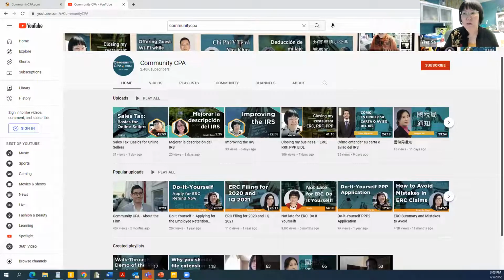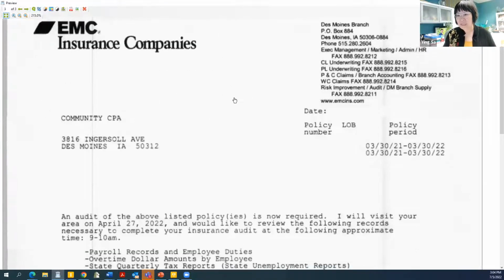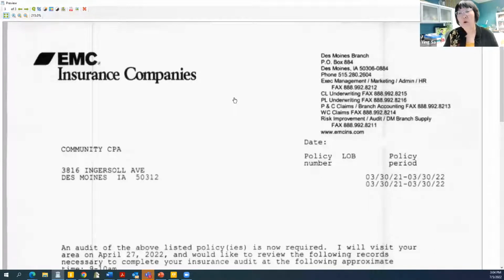I will start sharing my screen. That's what I normally do, right? I share screen. So now let me start you with something that I put together, and you see something on the screen. This is a letter, one that one of our clients received from the insurance company. The insurance company was sending out the letter; they're ready to do a workers' comp audit.